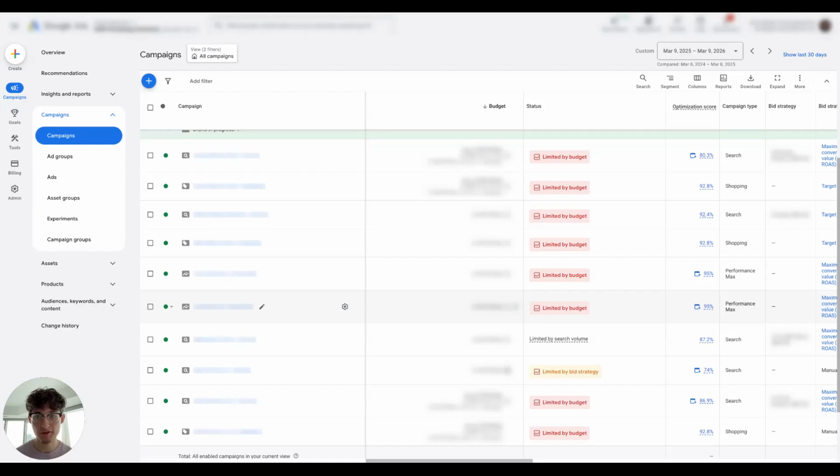Jumping into the account, you'll see we actually have a lot of different campaigns running here, a little bit different from what I typically suggest, where you just run a few really consolidated campaigns. Typically, that's going to be the best structure. But in this case, we have so many different product types that it doesn't really make sense to have them in one campaign.